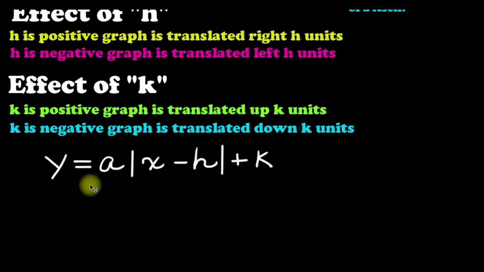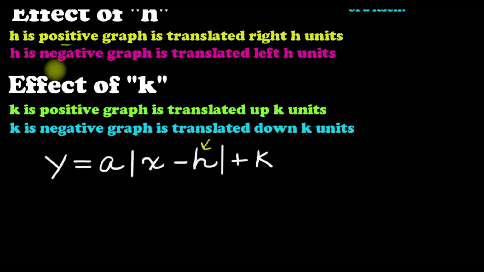Down here, this is the absolute value equation in standard form. So h right here, guys: if h is positive, the graph is translated right h units. Let's say you have x minus 3, and 3 is a positive number. h is 3, so you're going to go to the right 3 units. You move the parent function to the right 3 units.